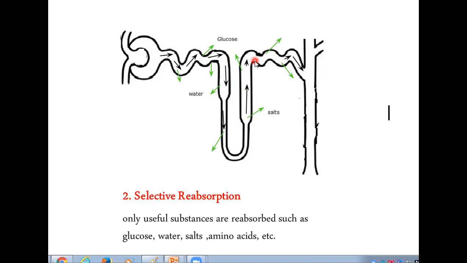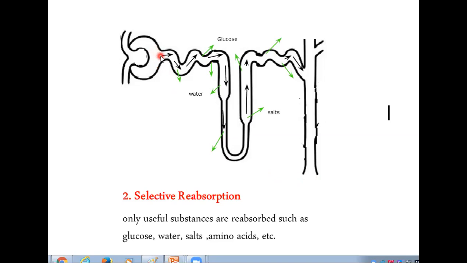No, it is called urine, sorry. This filtrate is called urine that will enter the collecting duct and the collecting duct will open into the pelvis. This is selective reabsorption, the second step of urine formation. I will just summarize it again.